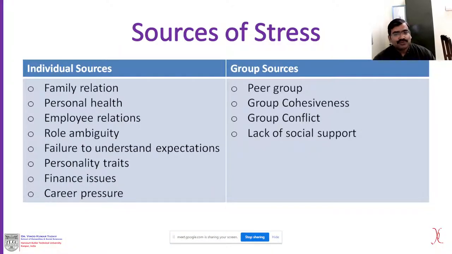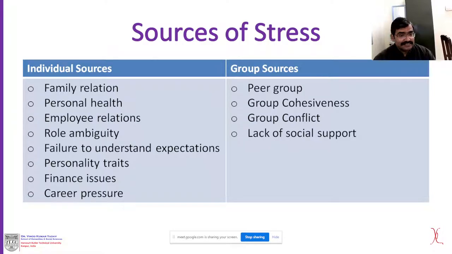When we talk about individual stressors and group stressors, in individual stressors, he may be having family relations. Something happens in your family and that impacts your stress. Maybe in the morning you come to office and you start shouting at your subordinate. Very first time a subordinate can understand that this reason is because of that, he might not be given breakfast or something like that. So your family relations may affect your mental health.